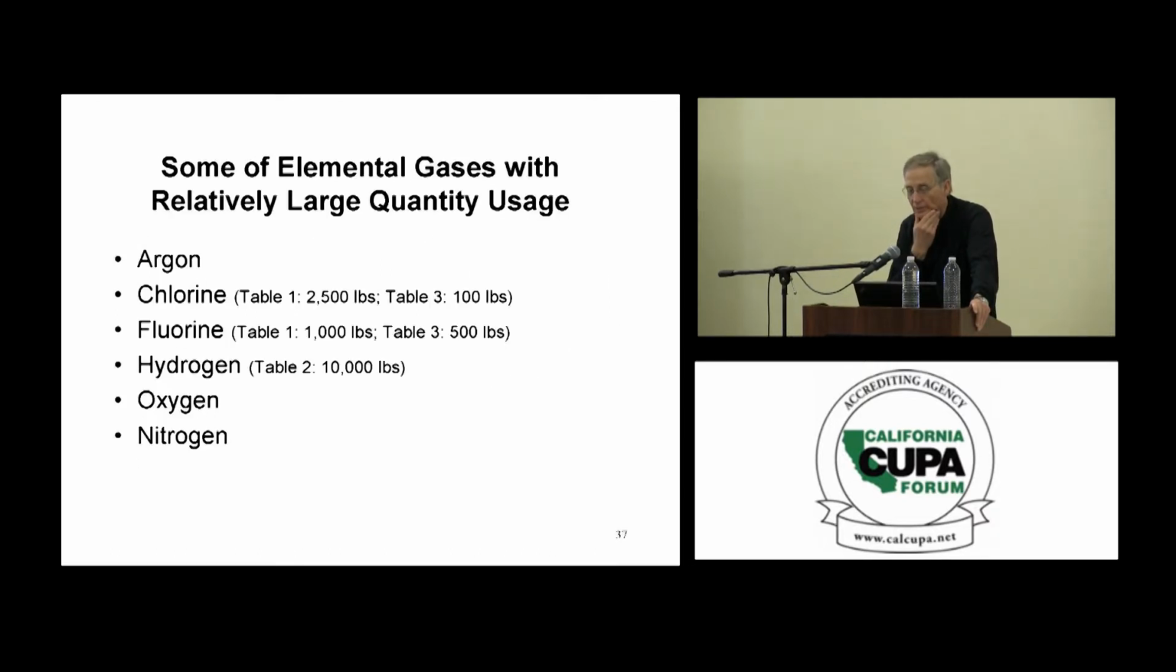Some of the elemental gases with relatively large quantity uses are shown here: chlorine, fluorine, hydrogen. I've shown either the Table 1, 3, or 2 threshold limits under the CalARP just for reference. And as I said, just because you only have 90 pounds of chlorine doesn't mean you should not be concerned. I would be. Certainly with hydrogen, if I had 9,900, I'd be real concerned and have a real good process safety program.